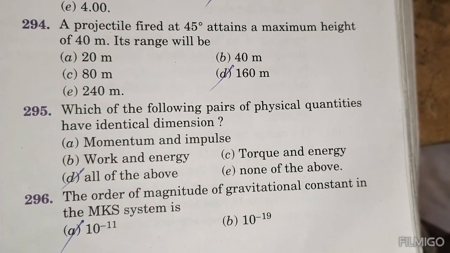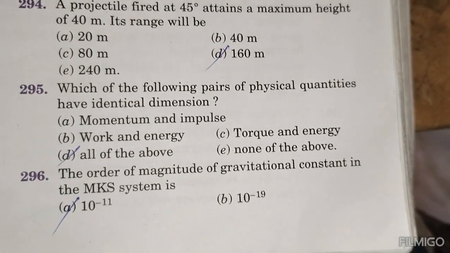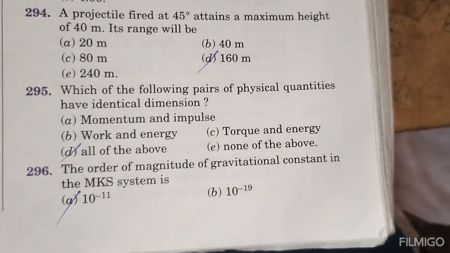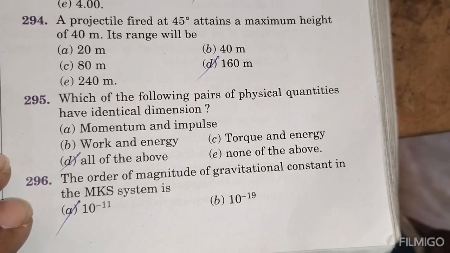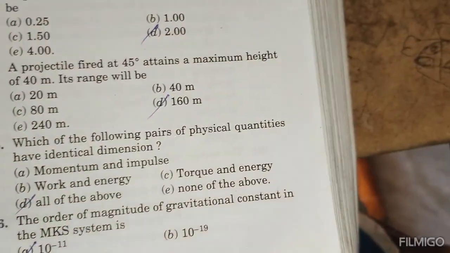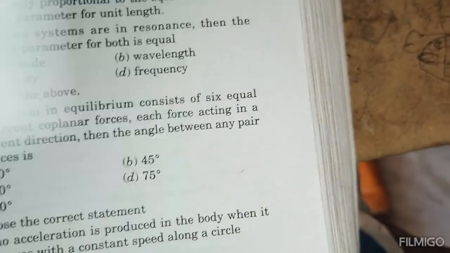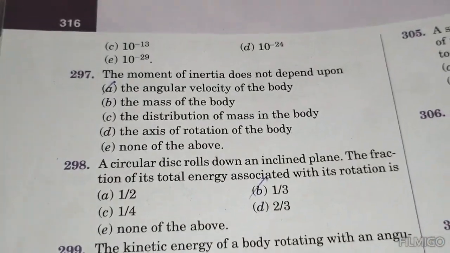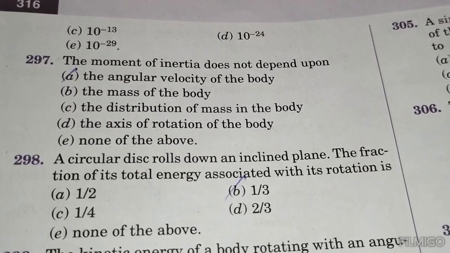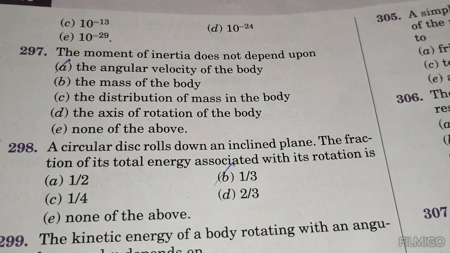Which of the following pairs of physical quantities have identical dimensions? All of these above. The order of magnitude of the gravitational constant in the MKS system is 10 power minus 11. The moment of inertia does not depend upon the angular velocity of the body.